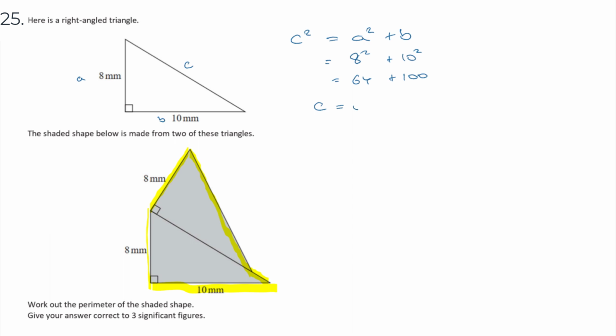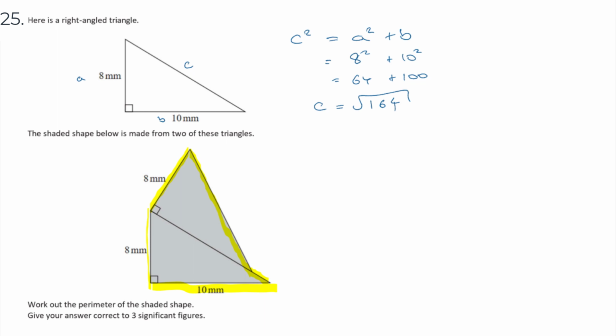So then c is going to be the root of 164. Okay, now I could write out what the root of 164 is, but I'm going to have to use it in another calculation. So I'm going to try and maintain accuracy and leave it like that at the moment, because I don't think root 164 comes out to be a nice answer. Okay, so I'm just going to leave it as root 164 for now.